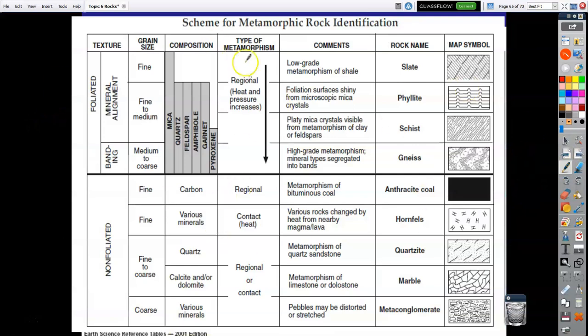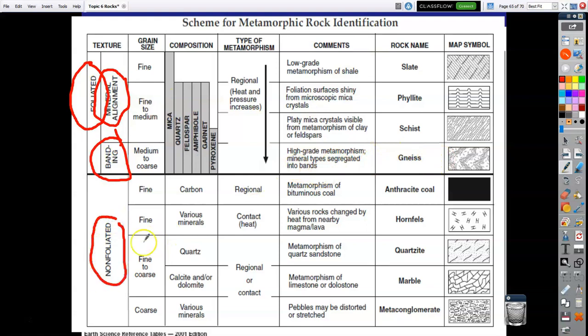This is the chart, and again, I went through it. Just remember the top 4 rocks are your foliated: slate, phyllite, schist, and gneiss. You're going to see the minerals are aligned for the first 3, and then this one's banding. That's the light and dark layers. The bottom rocks are non-foliated.